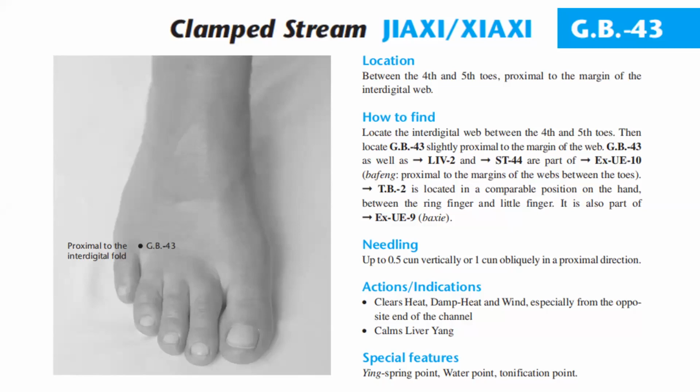GB43 as well as Liver 2 and Stomach 44 are part of the EX-LE10 Bafeng, proximal to the margins of the web between the toes. TE2 is located in a comparable position of the hand between the ring finger and little finger. It is also part of the EX-UE9 Baxie.